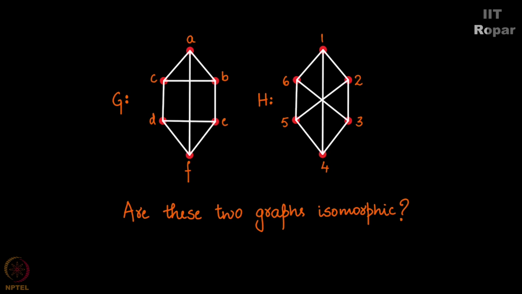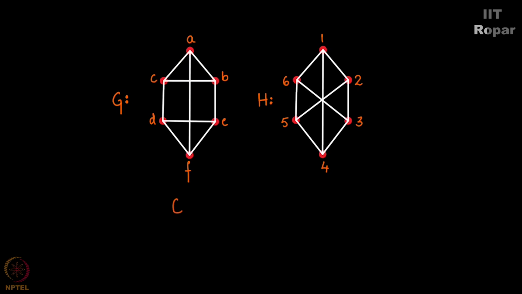Think about it. You may want to pause the video here and then think. Okay. The answer is no. They are not isomorphic. Why? Do you see a triangle here, ABC, in the graph G? That triangle is missing in H. Of course, the labeling here is 1, 2, 3, 4, 5, 6, so you will not be able to see ABC here. But the point is, there is a triangle here, but there isn't a triangle this side. Correct? And hence, the graphs are not isomorphic.